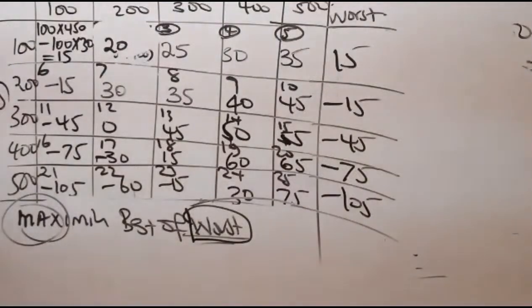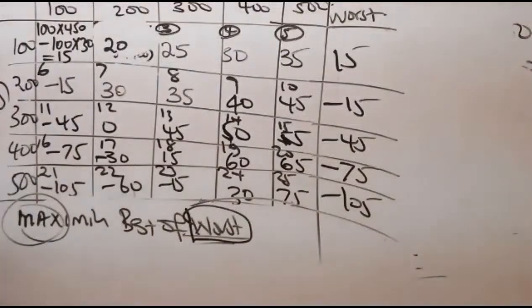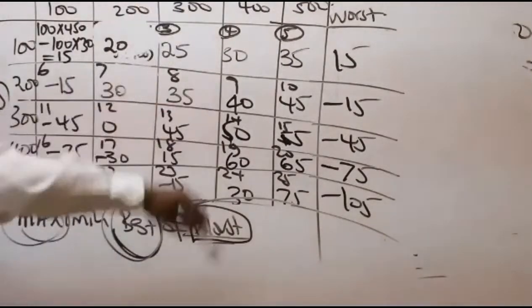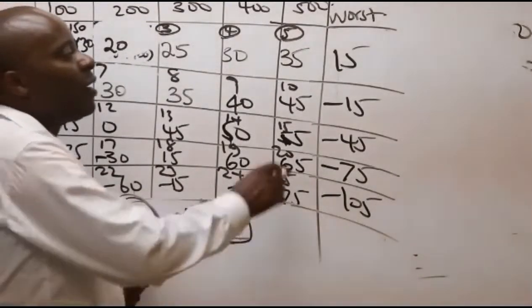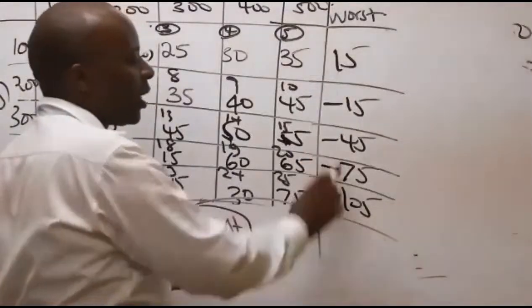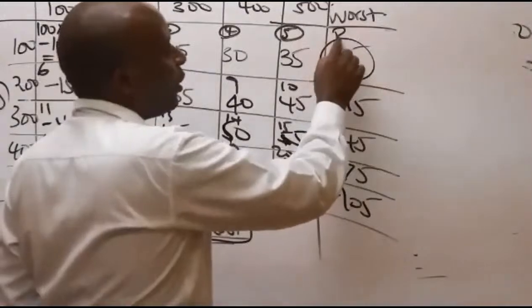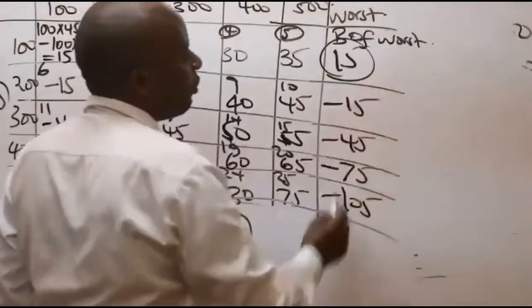So once I've been able to select the worst scenarios, I'll come and optimize by looking at the best amongst the worst. So the best amongst the worst, ladies and gentlemen, what do we have here? These are all the worst scenarios for each alternative. So this is the best of the worst.